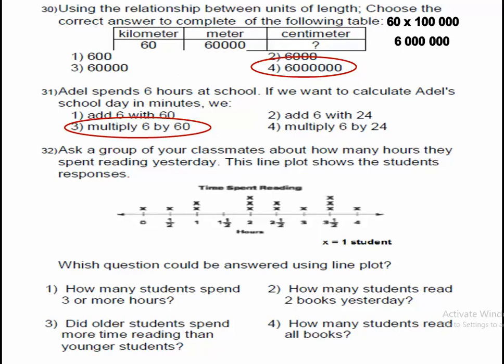How many students spent 3 or more hours? Did all the students spend more time reading than younger ones? We don't talk about ages here. How many students read 2 books yesterday? We don't talk about the number of books. How many students read all books? We don't talk about the number of books. So the right answer is number 1.